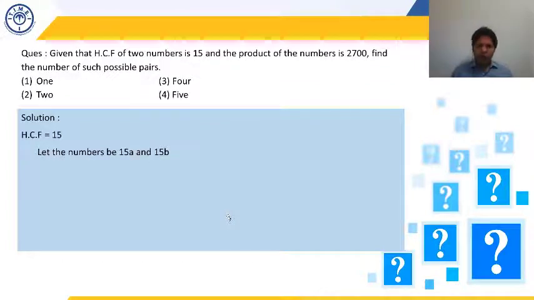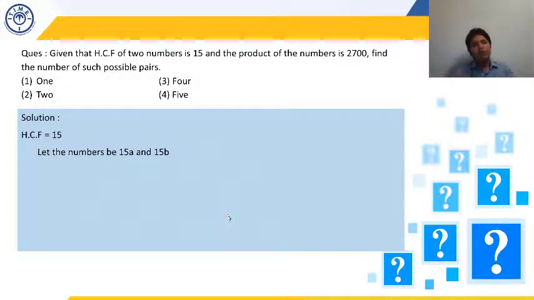Given that the HCF of two numbers is 15, we will consider the first number to be 15 into something and the other number also 15 into something. Because what is HCF? HCF is something which is common in both the numbers. So 15 has to be there in both the numbers. Both numbers have to be multiples of 15. Then only the HCF will come out to be 15. HCF is the highest common factor between them, so 15 has to be common between them, then only 15 will become the HCF.